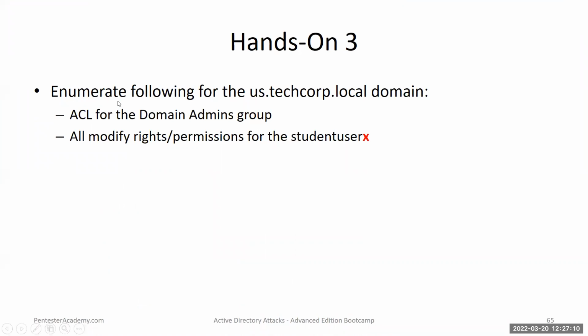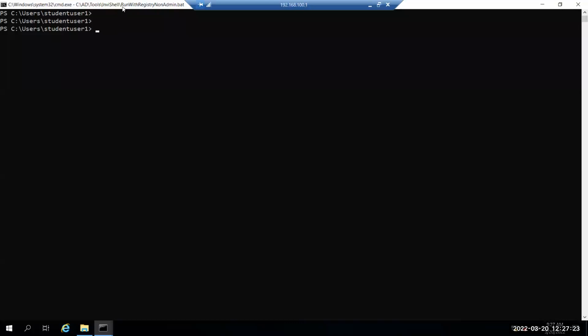All right. Now, this brings us to hands-on 3, which has just a couple of easy tasks. We need to enumerate ACL for the domain admins group that we did using this command.